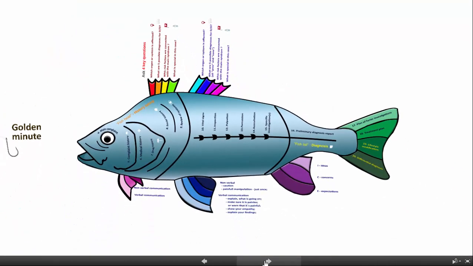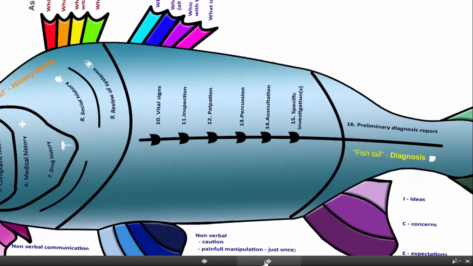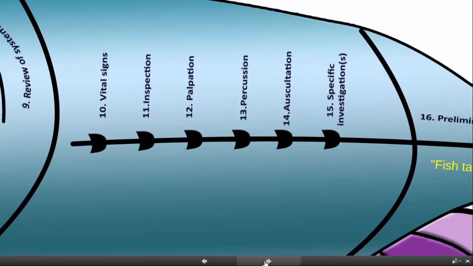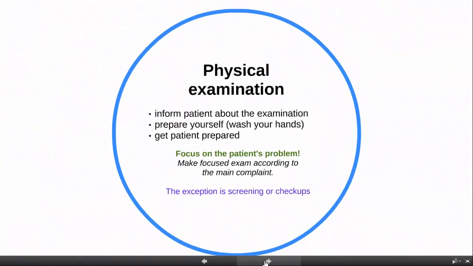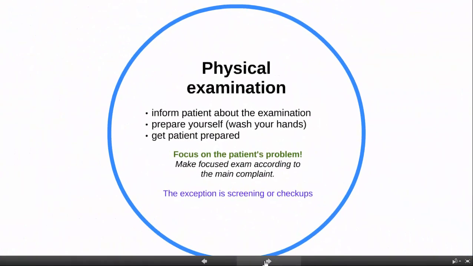Now, it seems that we are done with the most complicated part of the fish's head, and we can come to the second part, which is the fish body or physical exam. You see, the physical exam of fish body consists of several vertebrae. I will talk about them later. But don't forget that you have to do something very important before starting your physical examination.